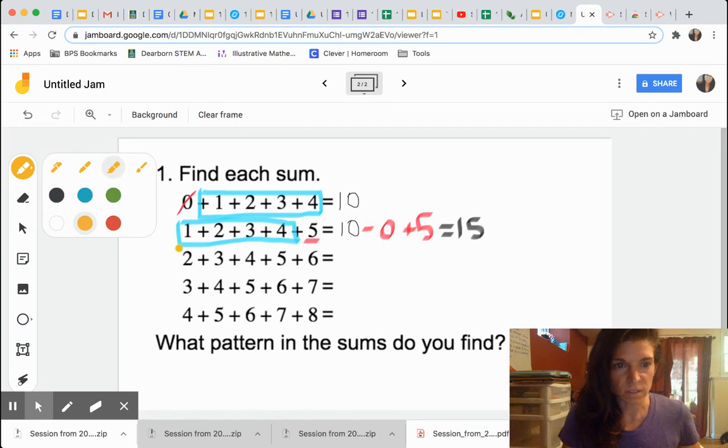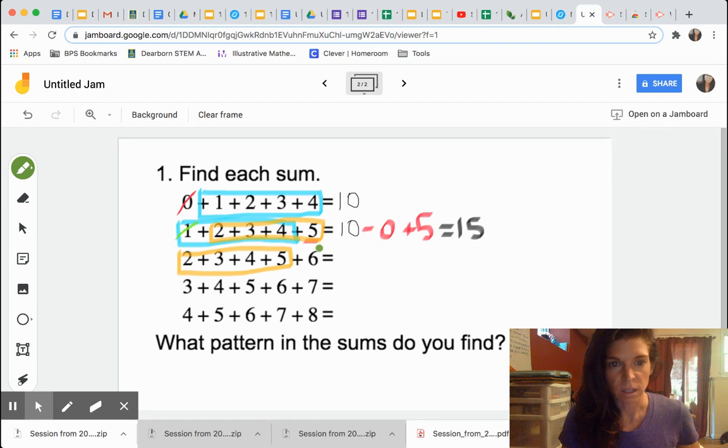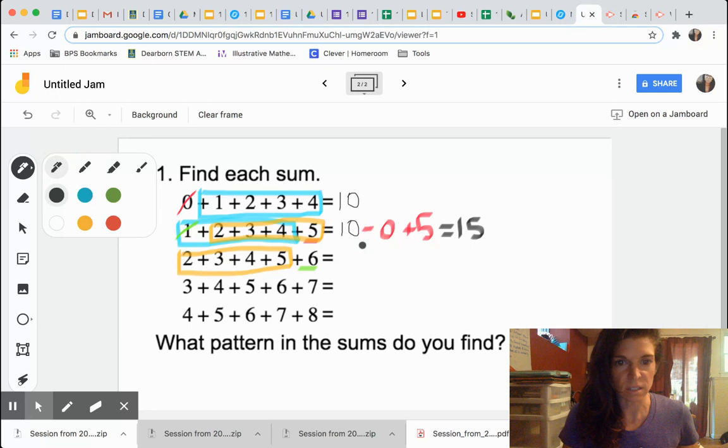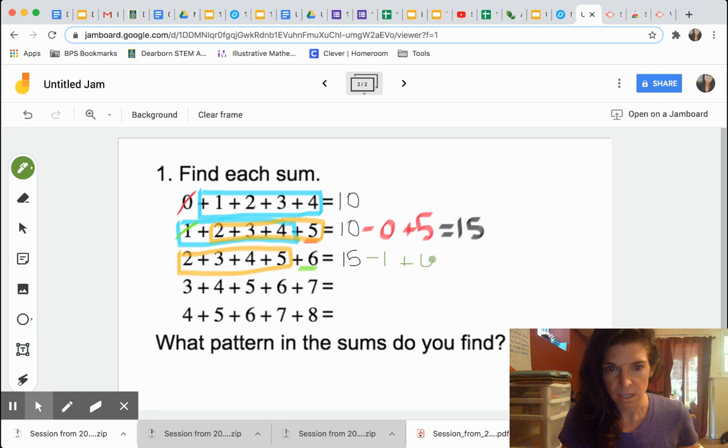Then between the next two problems, let's see what's similar and what's different. It looks like we've got the same 2, 3, 4, 5. That 2, 3, 4, 5. But now the 1 is gone and the 6 is added. We've got to add the 6. So we've got that same first answer. We got 15. And we got rid of the 1 when we added the 6. 15 minus 1 plus 6 equals 20.